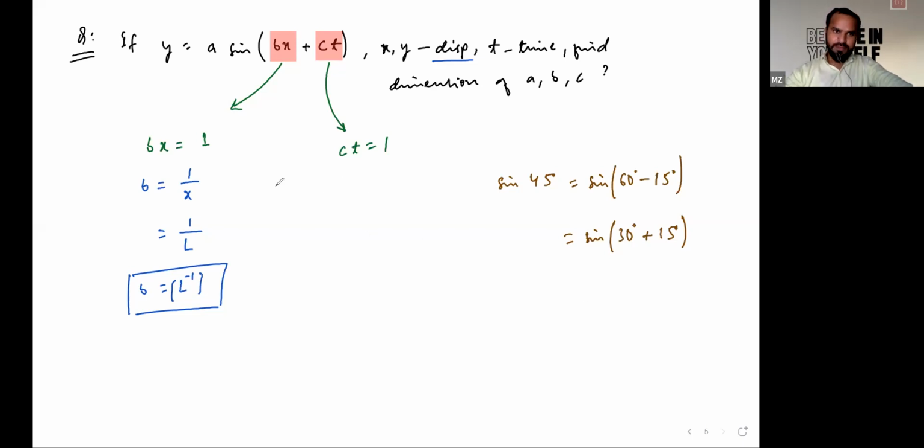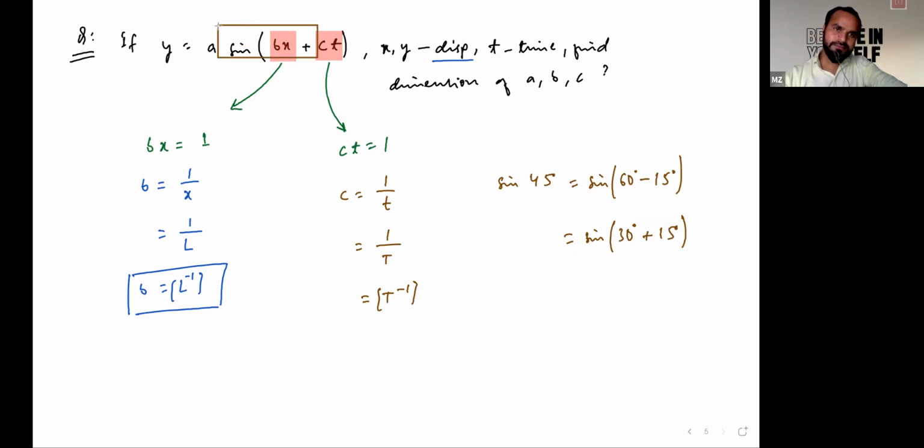So we have done this b and c. c is equal to 1 upon t. t is time, so the dimension would be capital T. If we bring this term to the numerator, it will become T raised to the power minus 1. So we have defined the dimensional formula of b and c using the principle of homogeneity.